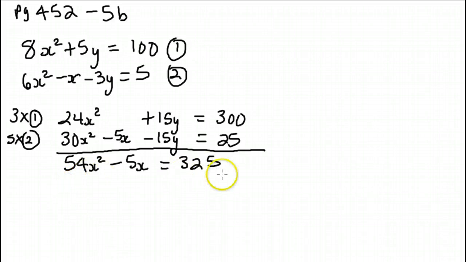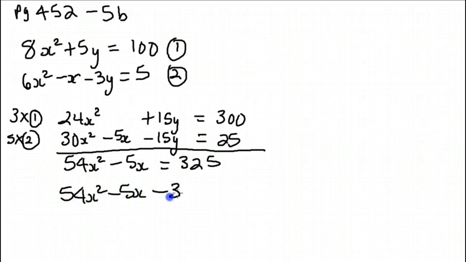So we have a quadratic. There should be two solutions here. 54x squared minus 5x minus 325 equals 0.